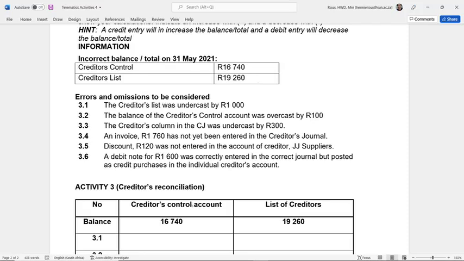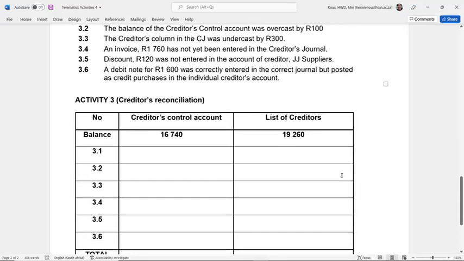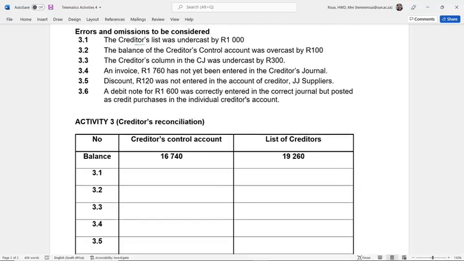They gave us now only one column, so we must indicate a plus or a minus. If we had a debit or credit column, then credit would have been plus and debit minus, the opposite of debtors. But now they just give us in the control account, in the list, and we must indicate where to plus or to minus. The first one, the creditors list, was undercast by 1,000. So this one needs another 1,000 rand. It was added up with 1,000 rand too little. Therefore, we add another 1,000.